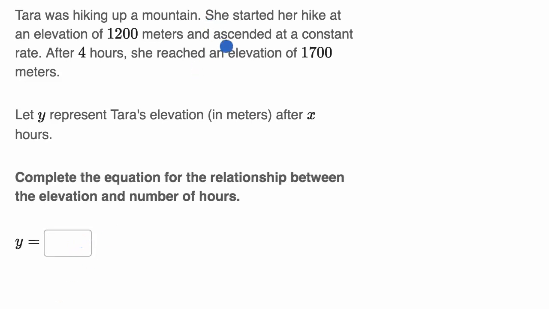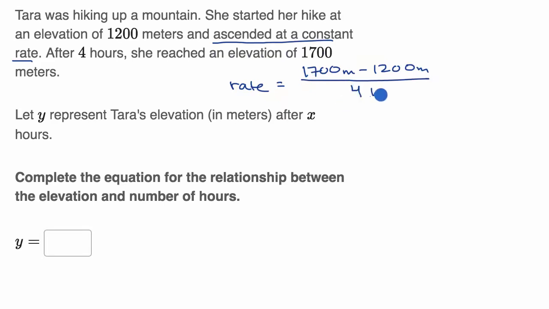So first of all, they tell us that she's ascending at a constant rate. So that's a pretty good indication that we could describe her elevation based on the number of hours she travels with a linear equation. And we could even figure out that constant rate. It says that she goes from 1,200 meters to 1,700 meters in 4 hours. So we could say her rate is going to be her change in elevation over a change in time. So her change in elevation is 1,700 meters minus 1,200 meters. And she does this over 4 hours. Over her change in time is 4 hours.